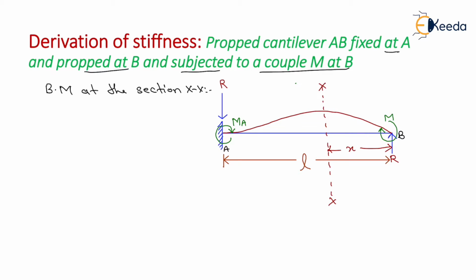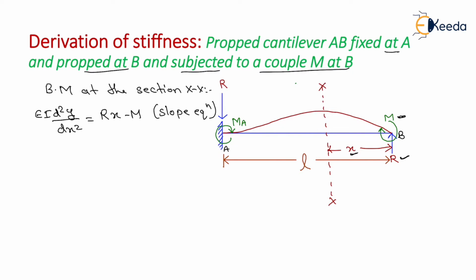Now we know that from the slope equation that EI d square y upon dx square will be equals to the net moment acting on the section XX. So it will be equals to Rx minus M. Rx because of this reaction into this perpendicular distance, that is x, minus M because this moment is acting in opposite direction of R into x. So the moment at section XX will be equals to Rx minus M. That is the slope equation. Okay students.